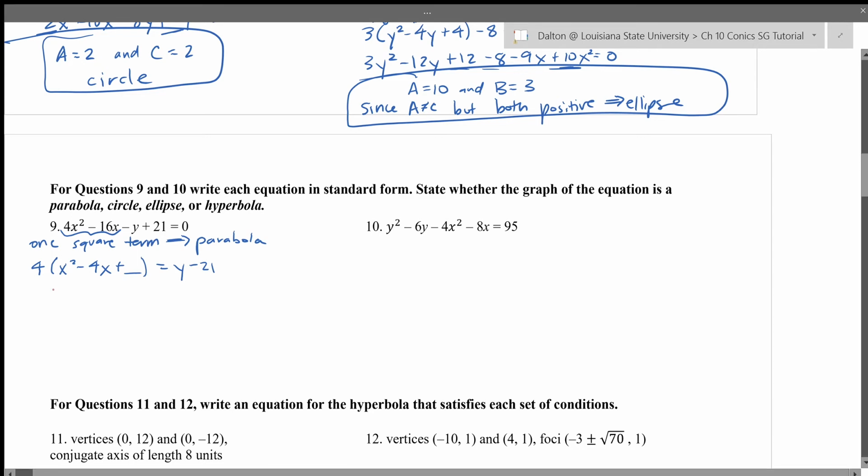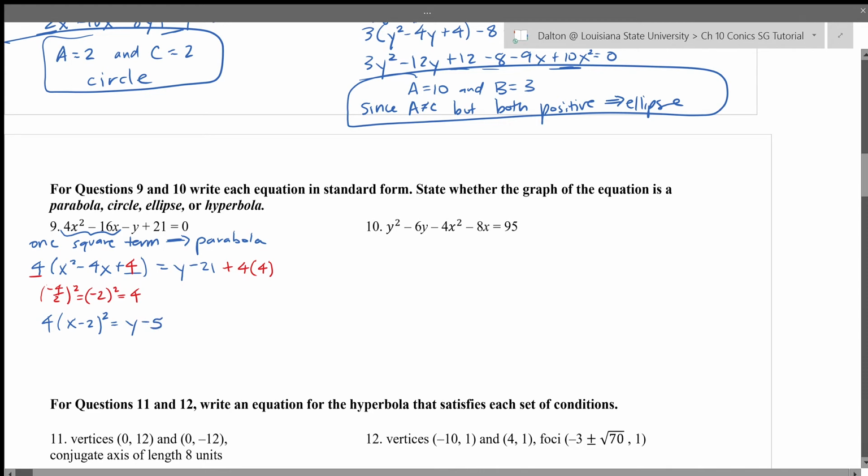In doing so, we'll take b, which is negative 4 over 2, squared. Negative 4 over 2 is negative 2 squared, which is 4. So I'm going to add 4 here. Now, when I add 4 here, I'm technically multiplying this 4 on the outside as well. So on the right-hand side, I'm actually adding 4 times 4. On the left side, I've got 4 times this trinomial can be rewritten as x minus 2 squared equals y. Negative 21 plus 16 will be negative 5.